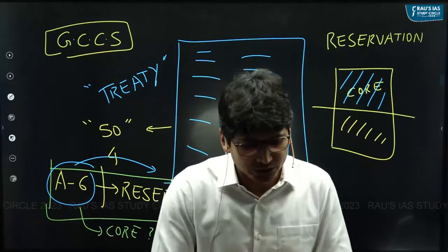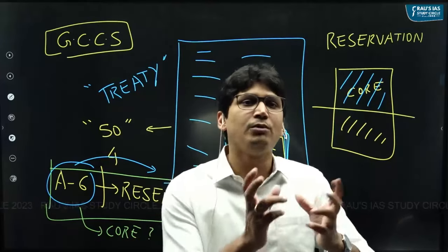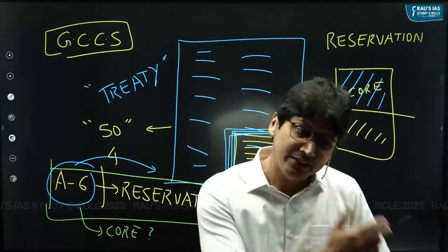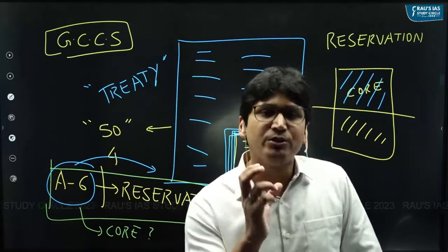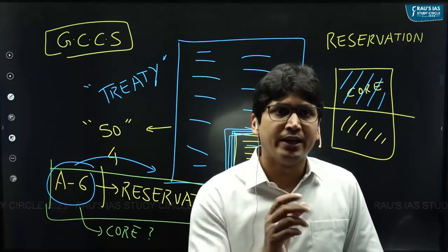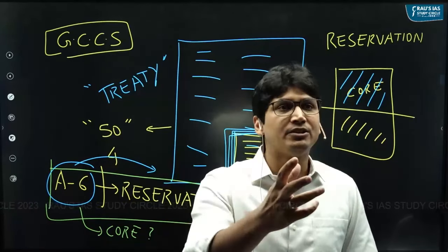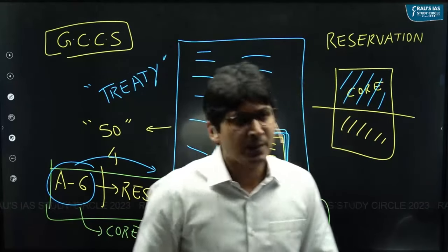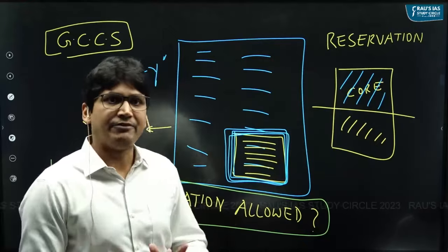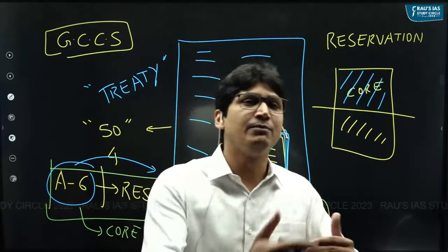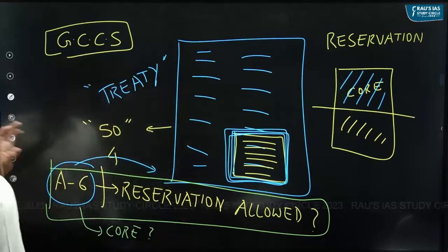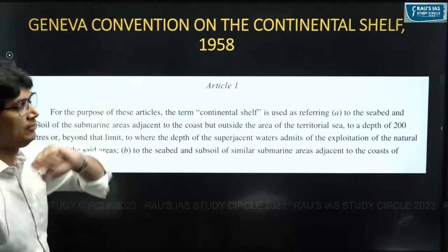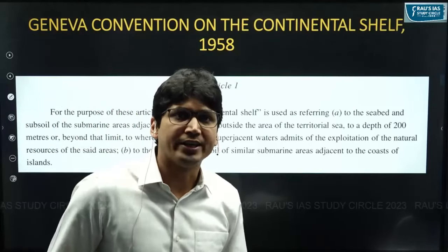And in case a question is asked, if you highlight these small but subtle nuances, that in Article 6 it was said like this, and hence we conclude this, it enhances the value of your answer. And if you understand this case, any case with respect to the continental shelf will become easy for you to understand later. Have some patience, bear with me for 10-15 more minutes, then we'll come to the actual part of this. Let's go through this part. Article 1 of the Geneva Convention on the Continental Shelf.